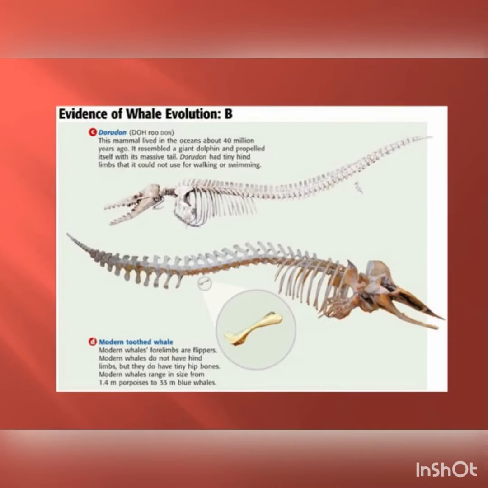Third, the mammal lived in the oceans about 40 million years ago. It resembled a giant dolphin and propelled itself with its massive tail. Fourth, modern whales are flappers. Modern whales do not have hind legs, but they do have tiny hip bones.